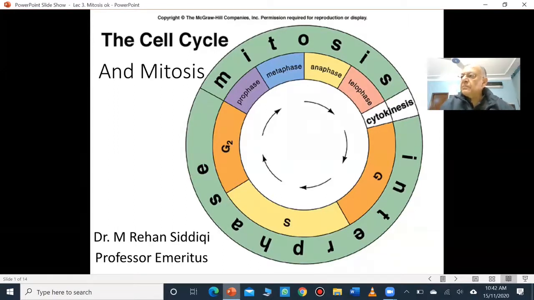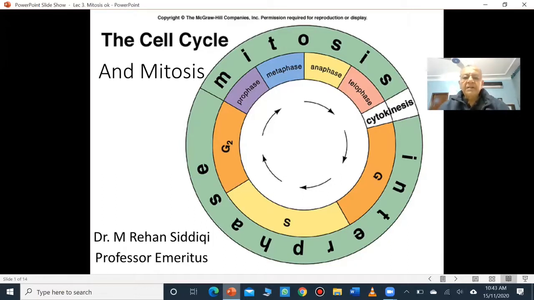Okay, so here is how they become multicellular from unicellular. This is what you are going to learn today, and this is possible because of cell division. Now, before we talk about cell division, I want to talk about the cell cycle.